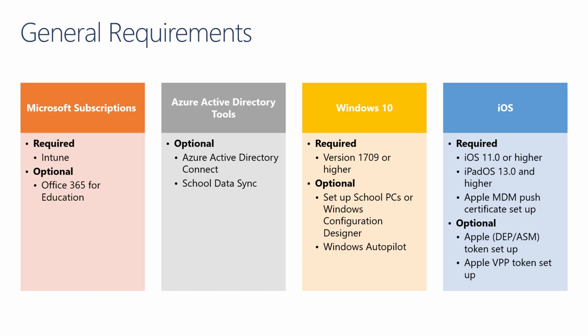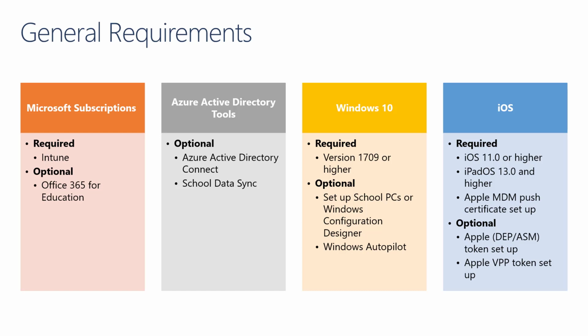For Windows 10, you are required to be at version 1709 or higher. There are a couple tools that can be downloaded from the Microsoft Store that will help us with the enrollment of the Windows devices. One is called Setup Schools PCs, and there's a sister program called Windows Configuration Designer. These programs will be discussed further in the enrollment module.